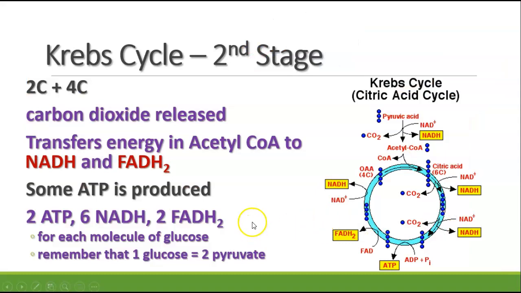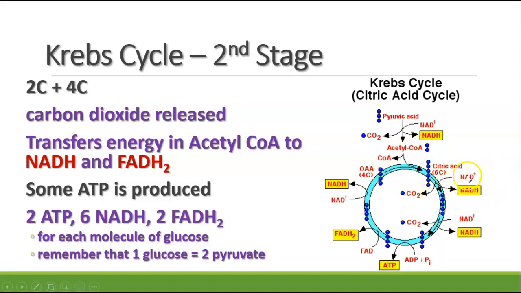The Krebs cycle, the second stage here, we're going to take our 2-carbon compound, acetyl-CoA, and we're going to add it to an existing 4-carbon compound. In the series of reactions that occur here, the 4-carbon compound, oxaloacetic acid, is going to combine with the acetyl-CoA. The coenzyme A will be deposited, and those two molecules together make a 6-carbon citric acid.